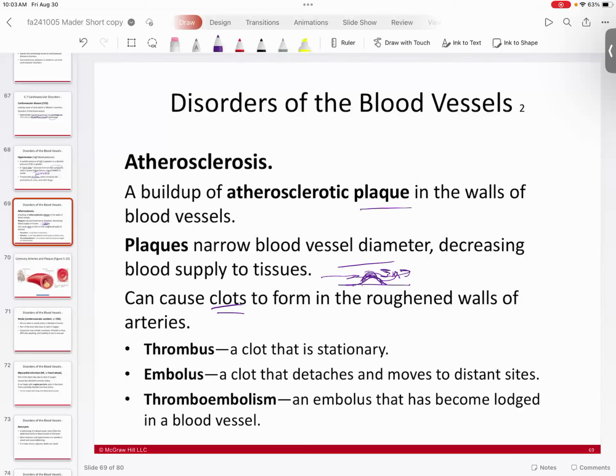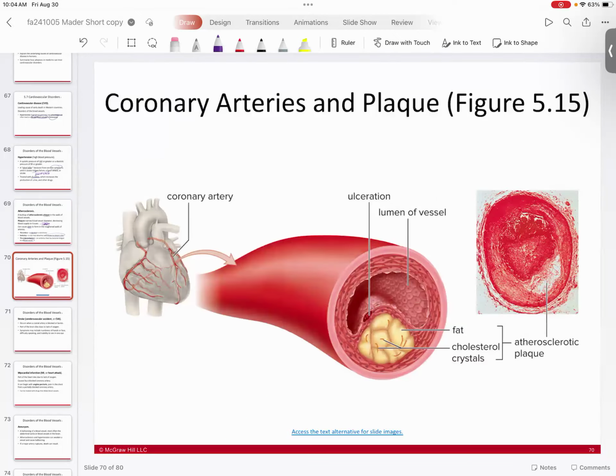So a thrombus is basically a clot that's staying put. An embolus is a clot that detaches and moves around, typically to distant sites. And a thromboembolism is an embolus, that is to say, a moving clot that has typically become lodged in a blood vessel. And whether or not this kills you depends on whether or not it's allowing blood through that vessel or not.